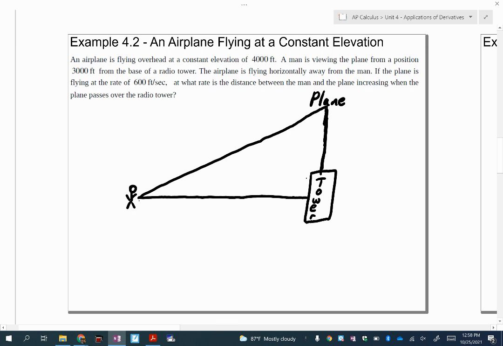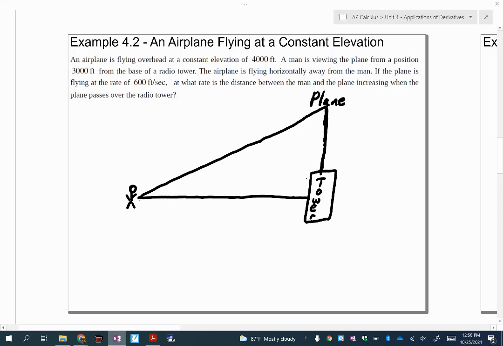Okay? Now, you can use whatever letters you want, right? It's up to you. But ultimately, you want to pick some letters because we are going to be defining variables with relation to each other and with time. So it is important that we define them, all right?